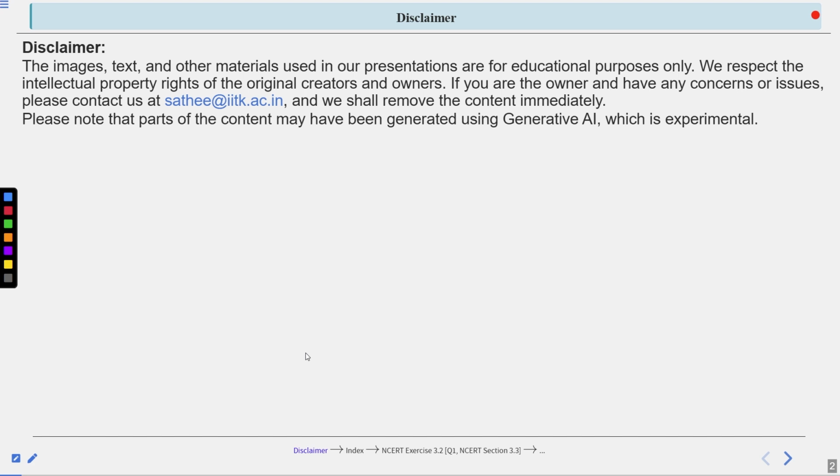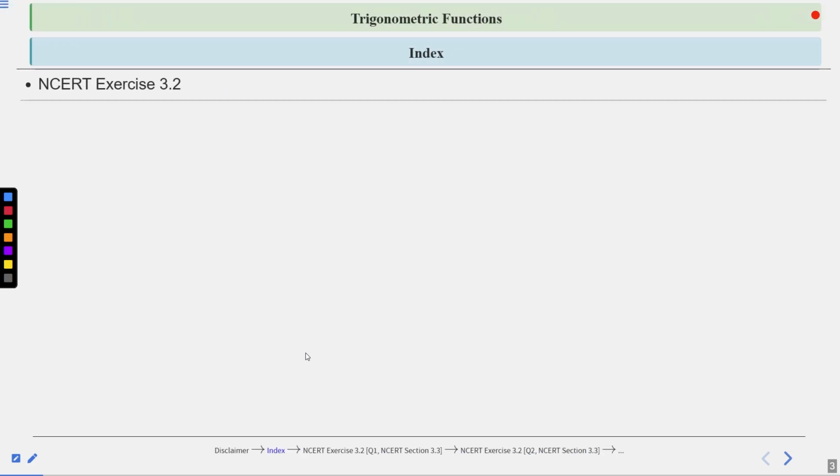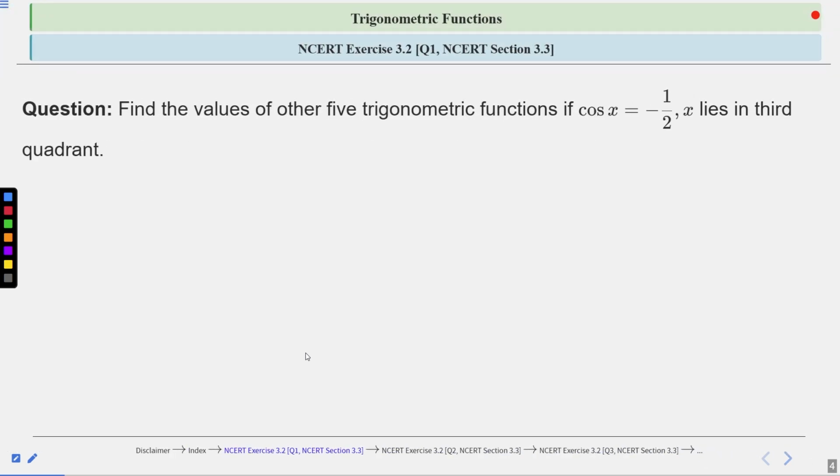So let us start now. We will study NCERT Exercise 3.2. The question is, find the values of other 5 trigonometric functions if cos x equal to minus 1 by 2 and x lies in the third quadrant, right?